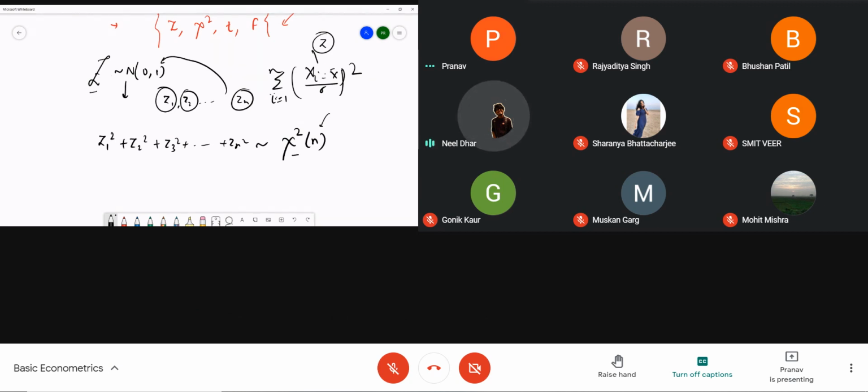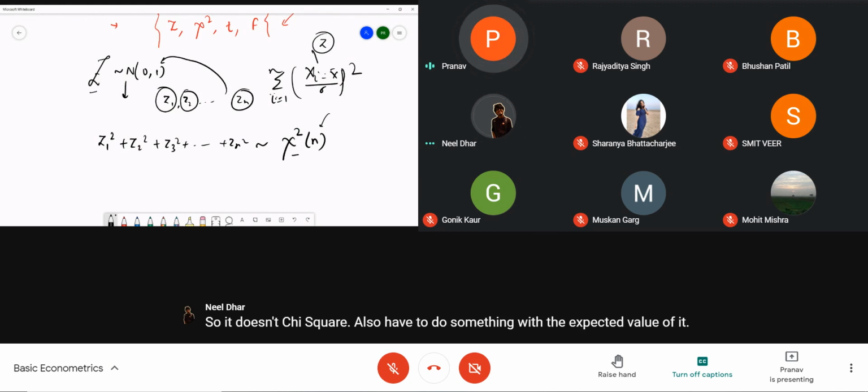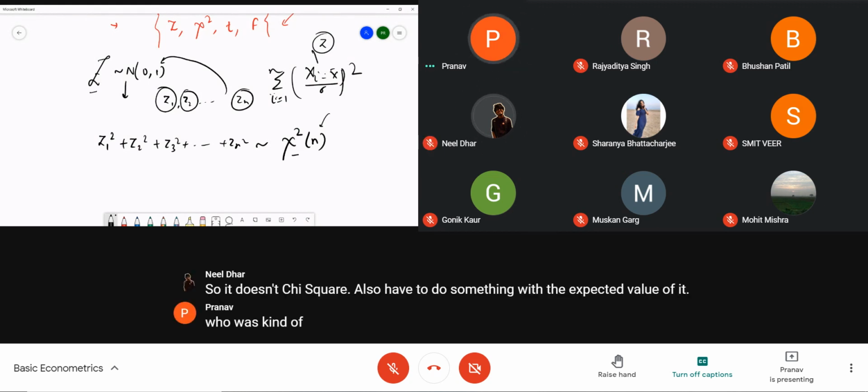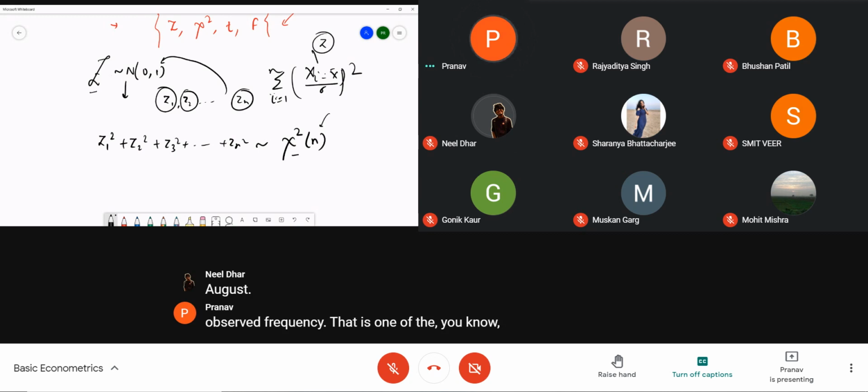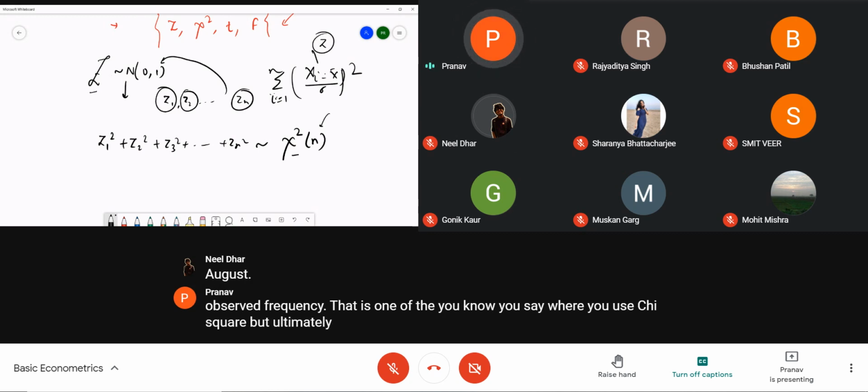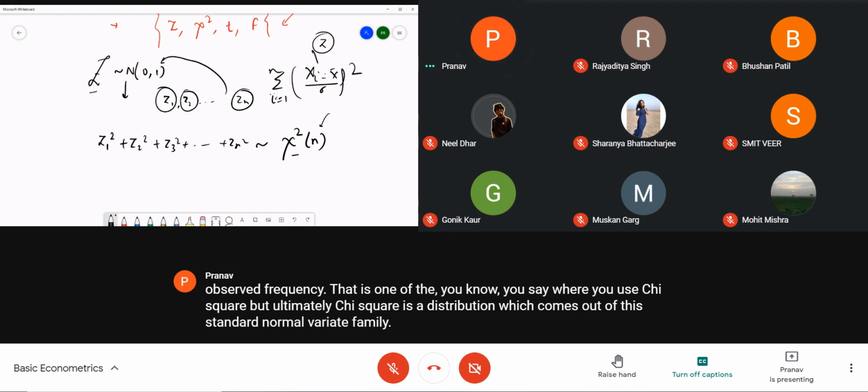So doesn't chi-square also have to do something with the expected value of it? वो उसका एक यूसेज है. Expected frequency and observed frequency. That is one of the usages where you use chi-square. But ultimately chi-square is a distribution which comes out of the standard normal variate family. ठीक है?